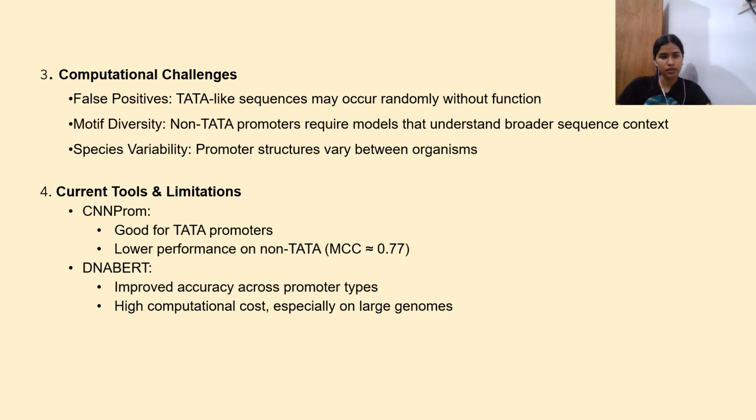One major challenge is false positives. Random TATA-like sequences can appear without actually being functional. For non-TATA promoters, the diversity in motifs makes detection harder, and promoter structures are also varying between species, adding more complexity. So the current tools that we have, like CNN-PROM, work well for TATA promoters, but struggle with non-TATA ones. With an MCC around 0.77, DNABERT performs better overall, but is very resource heavy, especially when working with large genomes.